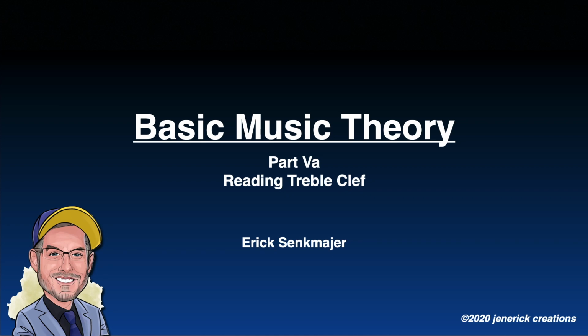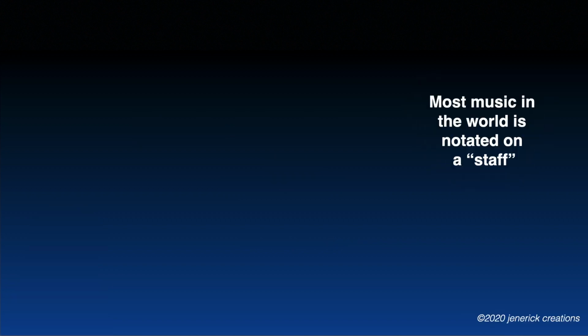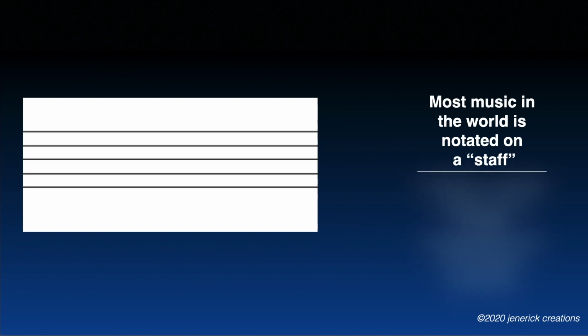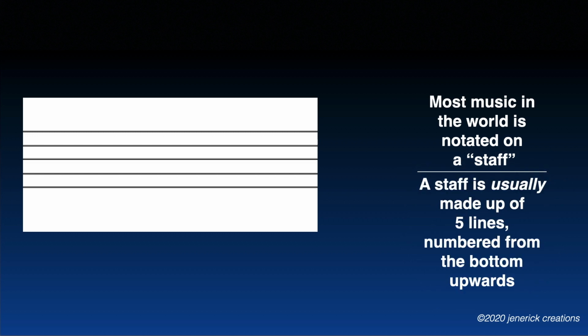This is Basic Music Theory, Part 5A, Reading Treble Clef. Most music in the world is notated on a staff. A staff is usually made up of 5 lines, numbered from the bottom upwards.